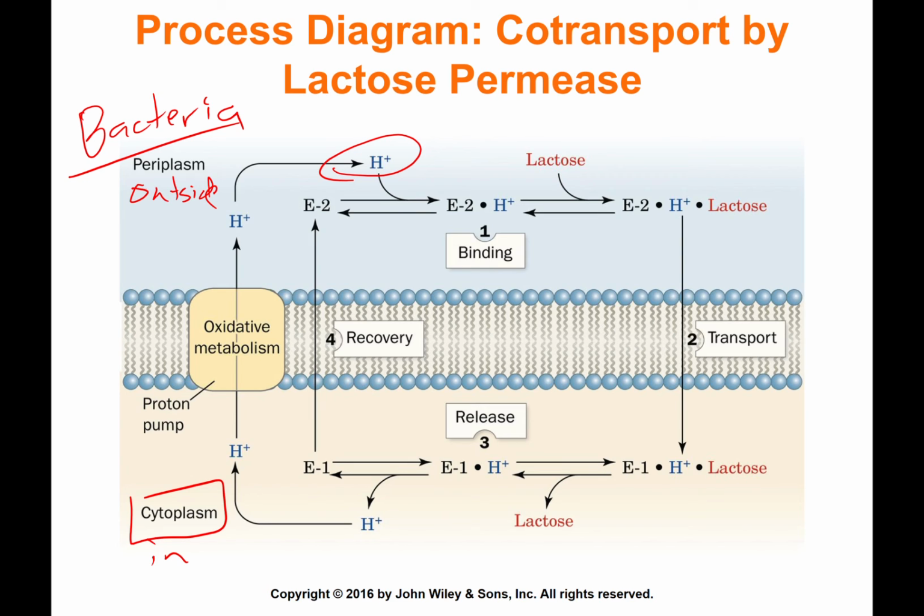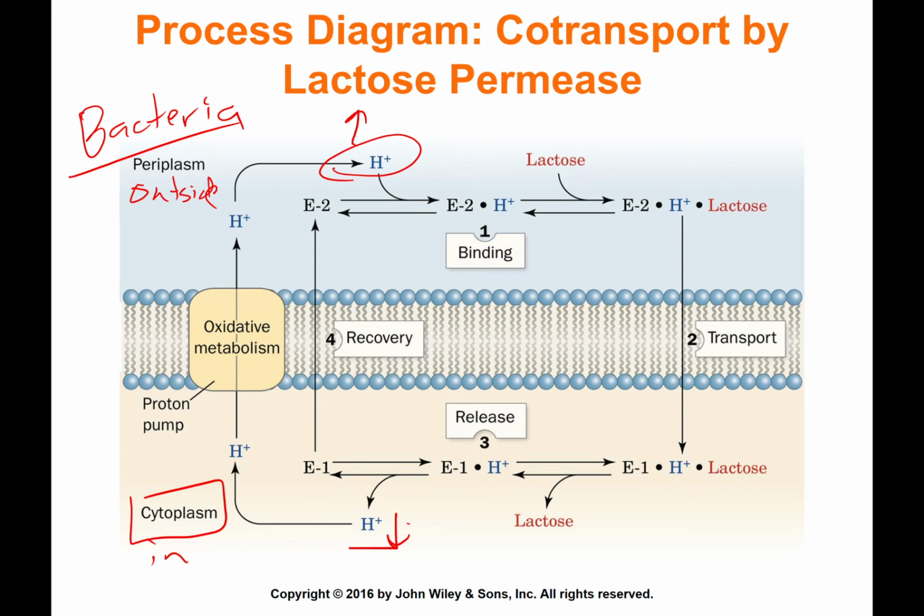Right? So basically, on the outside of the cell, in general, we have lots of protons. On the inside, we have a low concentration of protons. So it's very favorable for the protons to cross back inside of the membrane. Right? It's unfavorable for the lactose to cross.